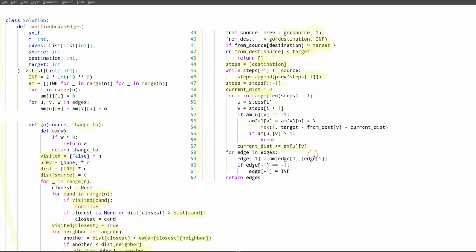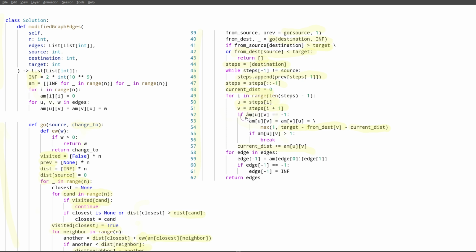And now for every weight that we have control over, we have to set it to the rest of the path to destination, so the distance from destination to our current node, assuming that all the other edges are infinity. Of course, minus the distance that we have already traveled, and the whole sum should be equal to target. So in essence, it's target minus from destination minus current dist. And of course, v is the next step on our path, u is the previous step, so we are traversing the edge between u and v.